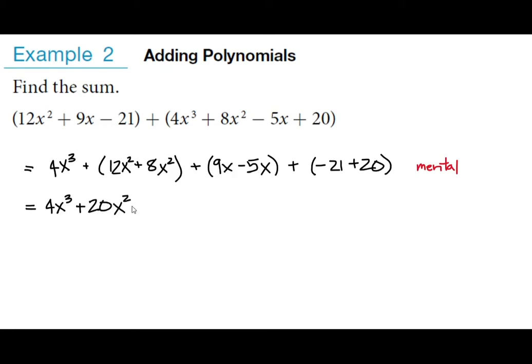9x minus 5x is plus 4x, and minus 21 plus 20 is negative 1. So I've written the final answer in what we would call the standard form. And standard form means the leading coefficient or the leading term first, then the next lowest, then the next lowest, etc., down to just the number.